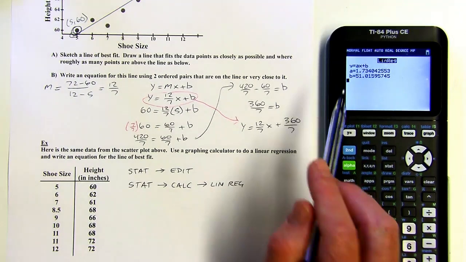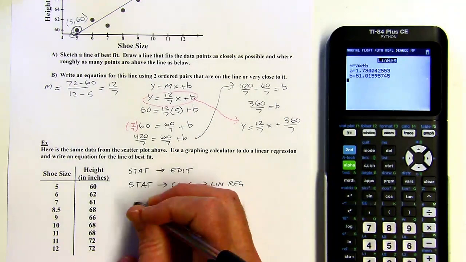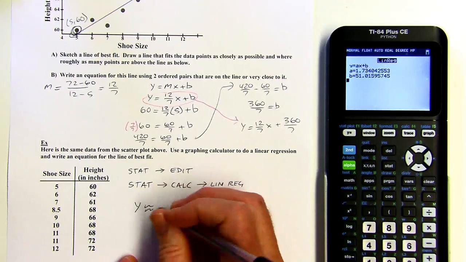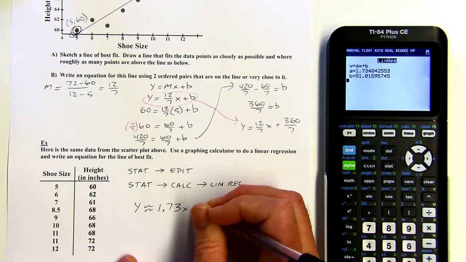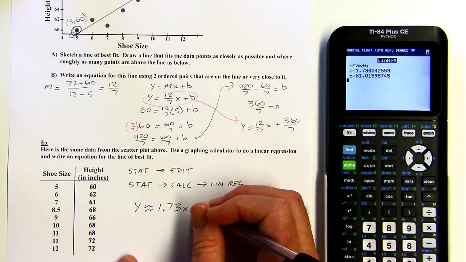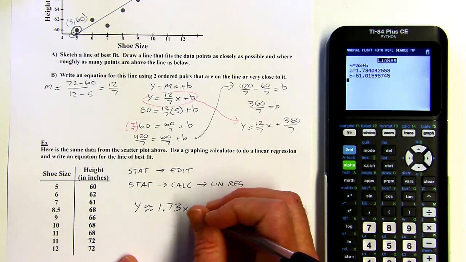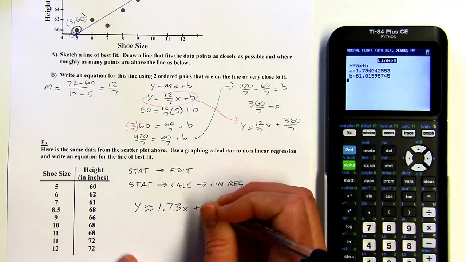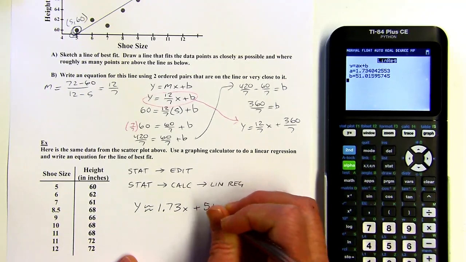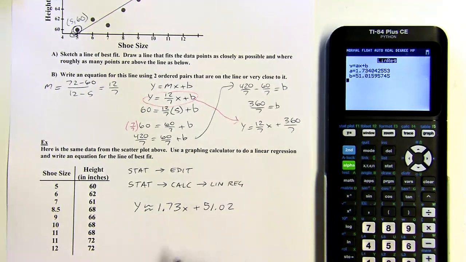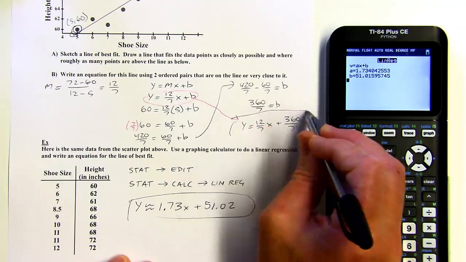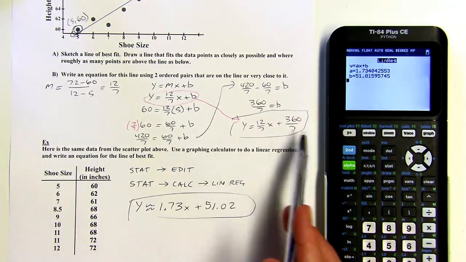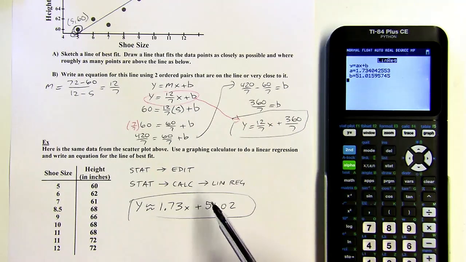Okay, and then I've got this equation. And I'm going to round this a little bit, but it says that the A is about 1.73 and the B is about 51.01 or 51.02, I should say. Okay, and it's not the exact same as my last answer there, but if you look at the decimal versions of these, it should be pretty close to it actually.